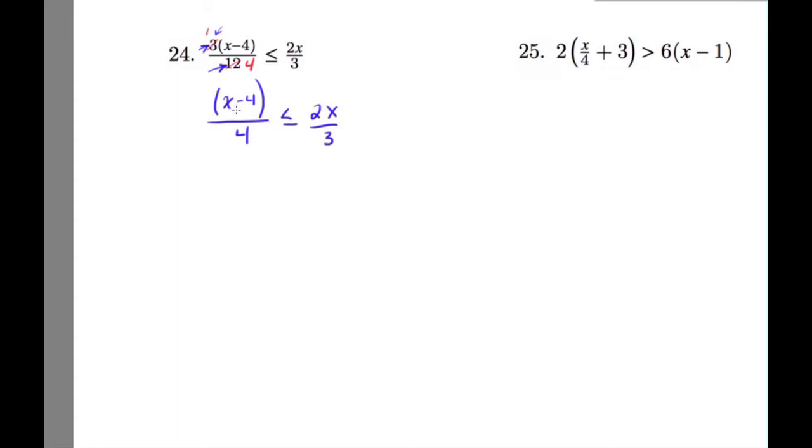Now what do we do? Well, we can cross multiply. Basically, I'm saying I'm multiplying 4 to both sides, and these 4's cancel. And then on the other side here, I'm multiplying 3 to both sides, and the 3's cancel. That's what cross multiplying means. So I've got 3 times x minus 4 on the left side is less than or equal to, and on the right side I have 2x times 4.